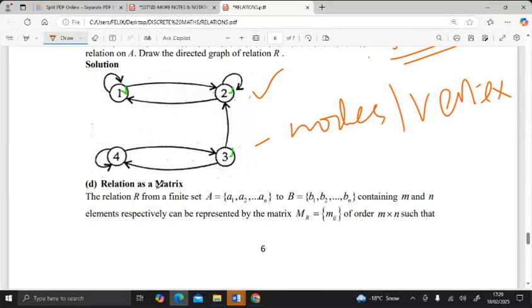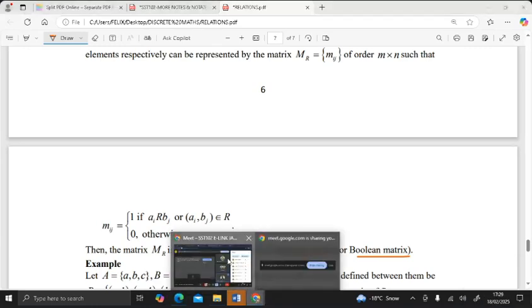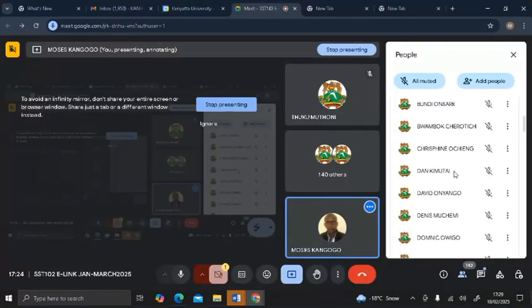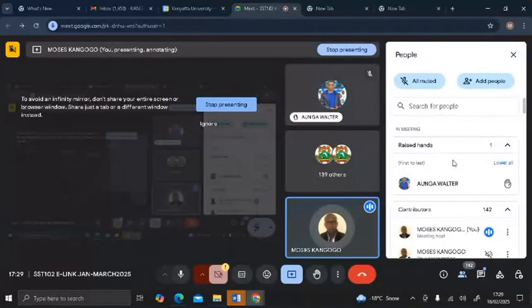Again, we've looked at 3 ways of representing a relation. We've started from an arrow diagram, a table, a directed graph or a digraph. And then let's go to what we call a relation as a matrix. This is where we shall have what we call an adjacency matrix. We also call it a relation matrix or a Boolean matrix. At times you could be asked to find the adjacency matrix of a certain relation, and I hope you're at least going to have an understanding of what that is.